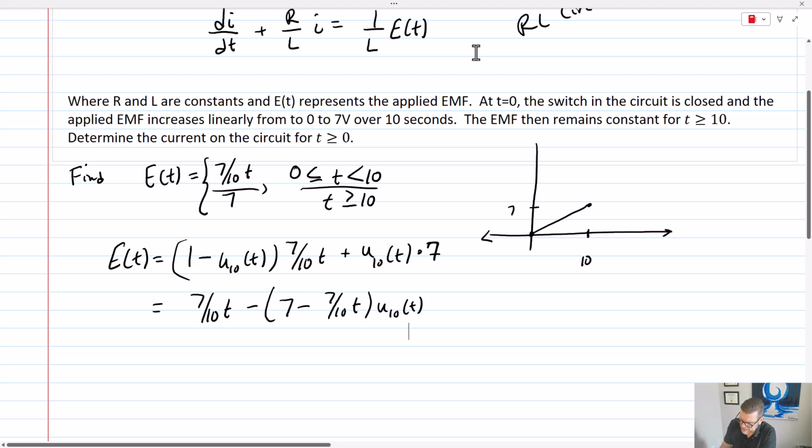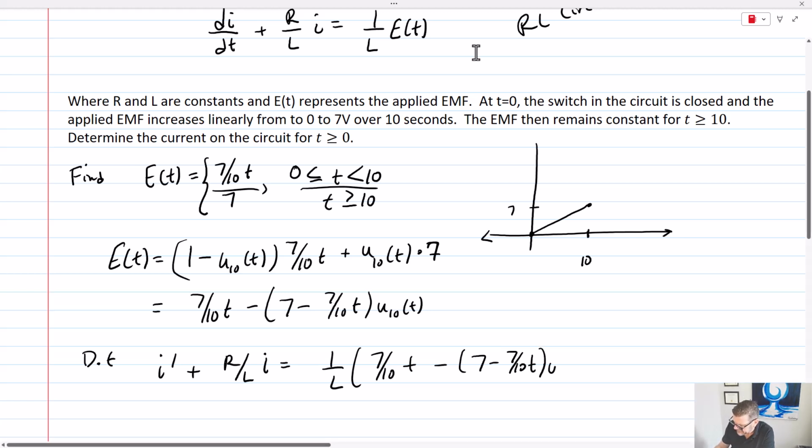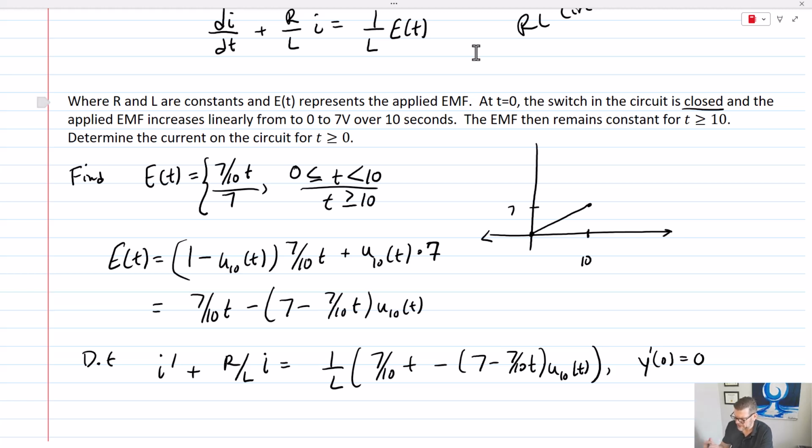Now my differential equation ends up being I prime plus R over L times i equals 1 over L times 7/10 t minus 7/10 t minus 7 times u10 of t. And then we're also told that the initial current i of 0 equals 0. The circuit is closed, so consequently there's no current going in there at time 0.